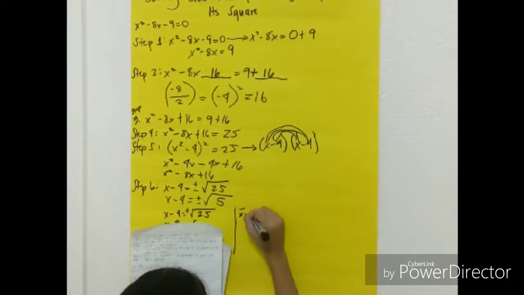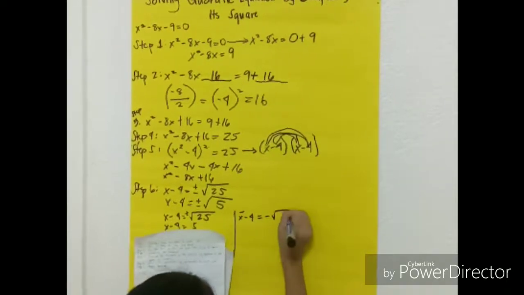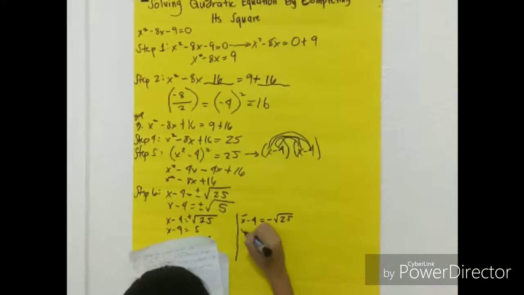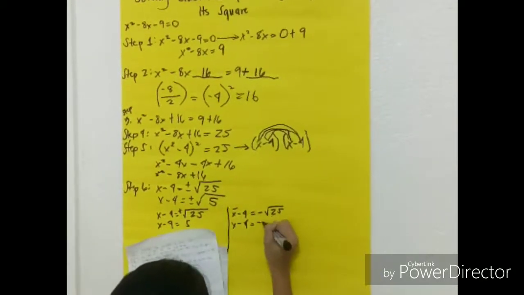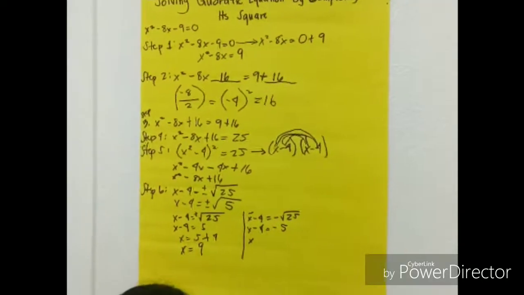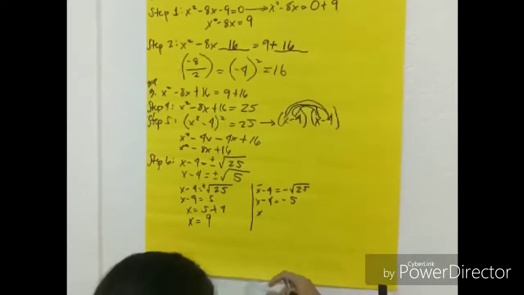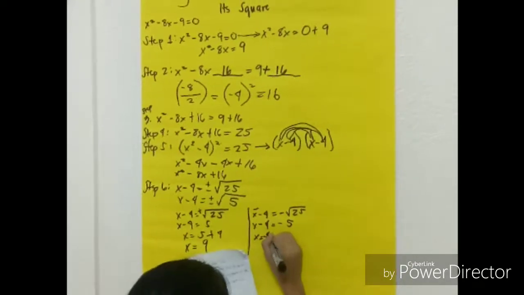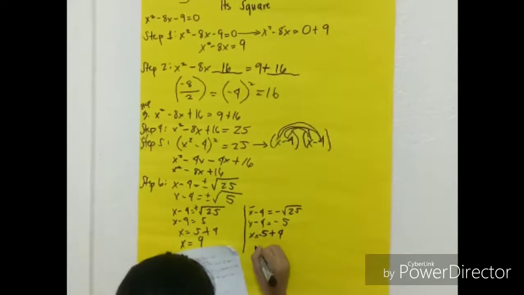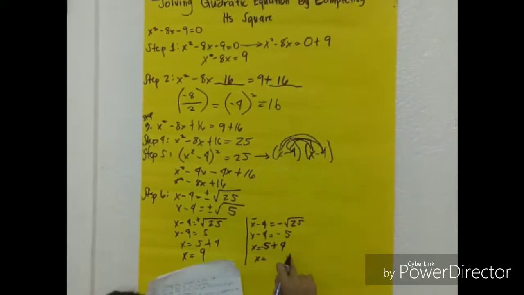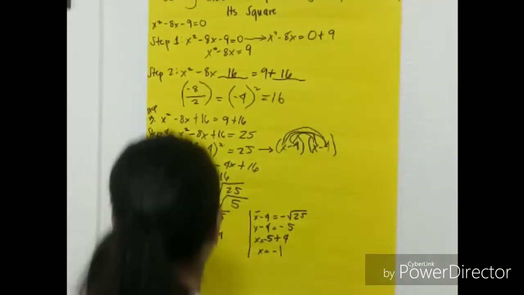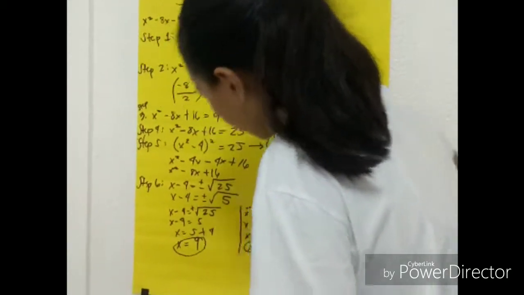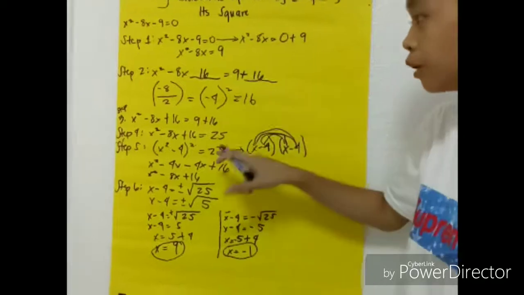So, negative 5. Diba dito, positive 5. Dito na naman, negative 5. So, i-transpose na naman natin. Negative 5 plus 4. Negative 5 plus 4 equals negative 1. So, ito ang mga sagot sa solving quadratic equation by completing square.